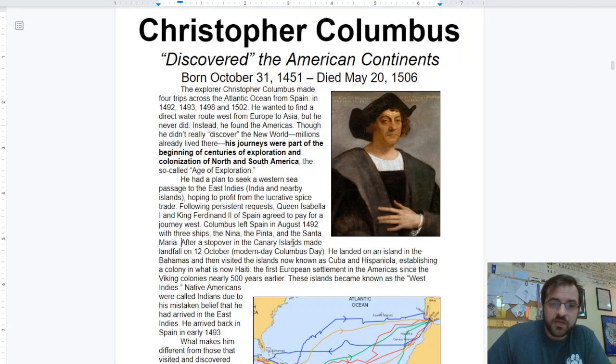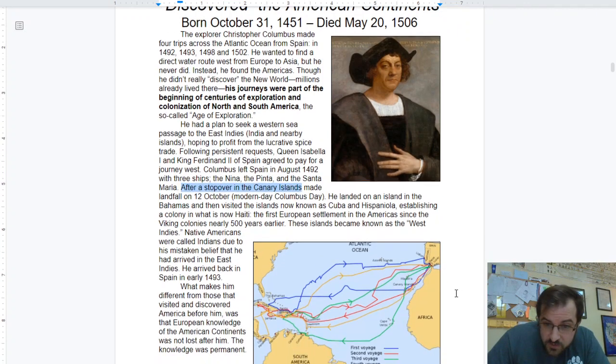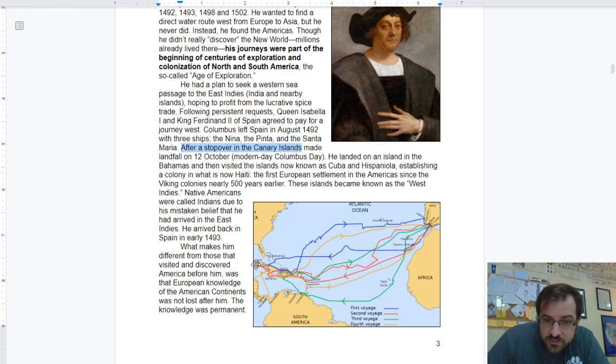After a stopover in the Canary Islands, which, if you look at this map, you leave Spain, you want to cross the oceans. The Canary Islands are these tiny little islands right here, and they're generally considered the last piece of land you can be on before crossing the ocean, which is going to take like 3 months. So after they stopped at the Canary Islands to get supplies, they made landfall. That means they got all the way over here on October 12th. Today we celebrate that as Columbus Day. He landed on an island in the Bahamas. This would be the Bahamas right here.